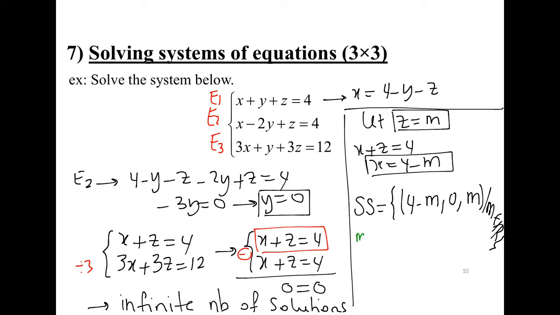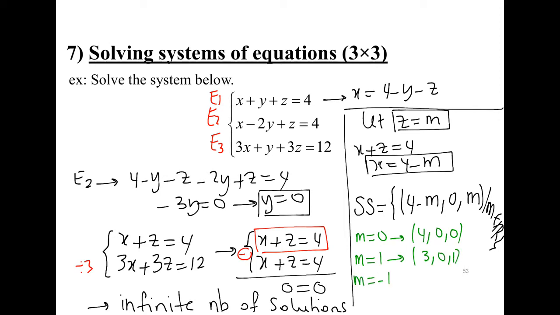For example, for m equals 0, we end up with the triplet 4, 0, 0. And by replacing 4, 0, and 0 for x, y, and z in the system, you would see it would satisfy the system. For example, for m equals 1, when m is 1, we would have the triplet 3, 0, 1 as a solution.